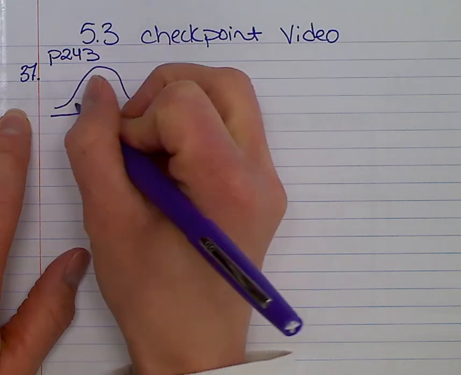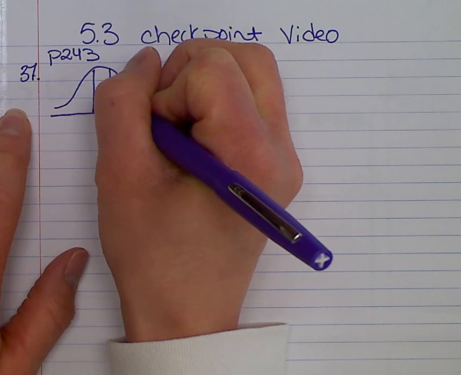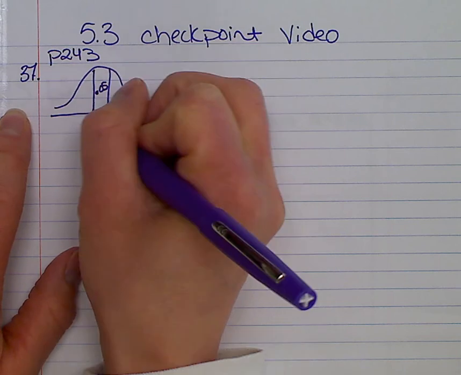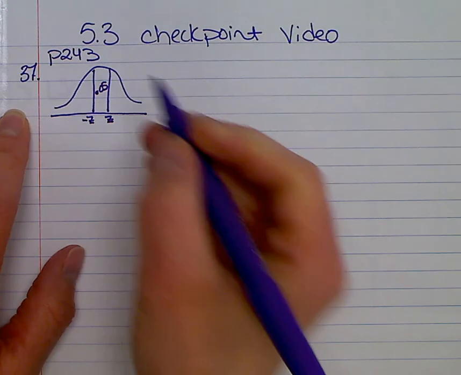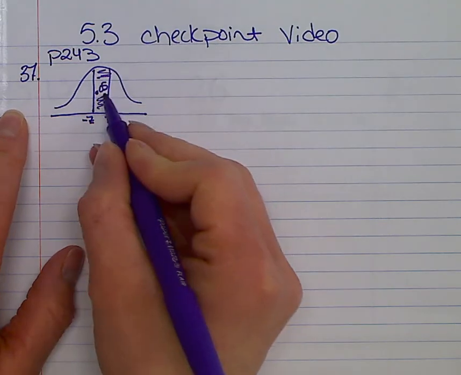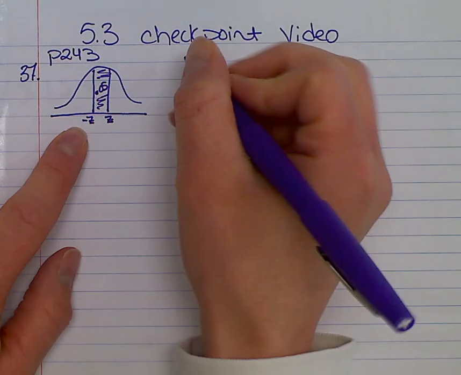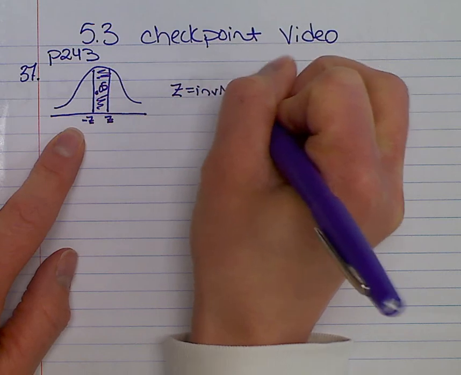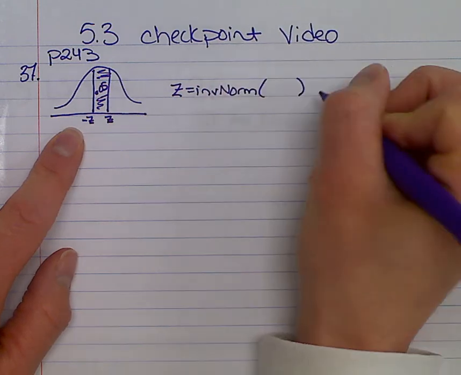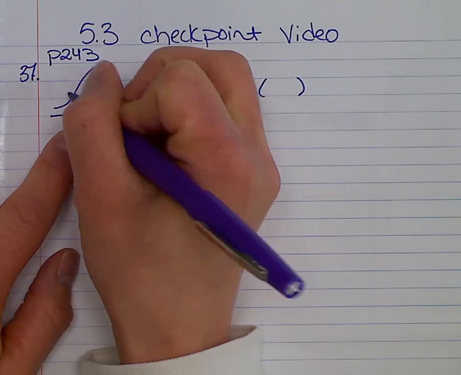Well, if we have 5% in the middle, we're looking for that negative z and that positive z. And whenever we have area under the curve and we want to find the z-scores, using our calculators, z is going to again equal the inverse norm, and then we enter in the cumulative area. That means the area at the bottom of the curve.